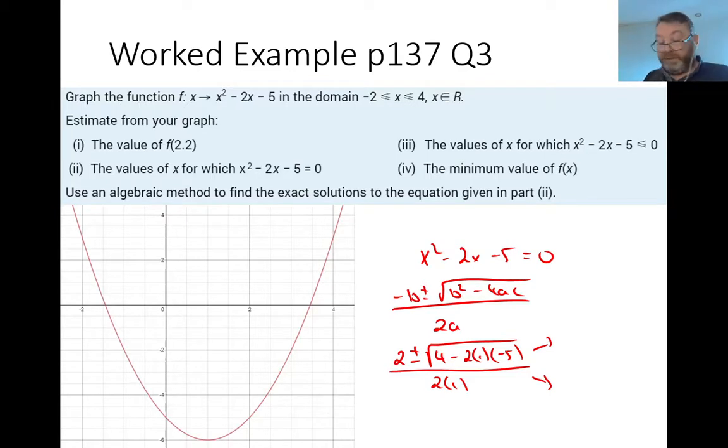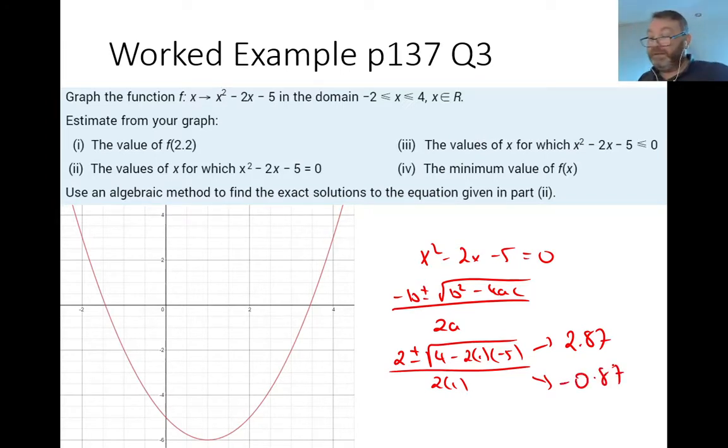Get your calculator. That should be the same as what I got already. So you've got 2, so you turn on your fraction. And don't forget to go back into normal mode, which is shift 1. So you have 2 plus the square root of 4. Now, minus 2 times minus 5 is plus 10. So that's 14 all over 2. And the answer there comes out as 2.87 for the first one, which wasn't too far away from what I got. And then the second one, if I change the plus for a minus, the second answer comes out as minus 0.87.